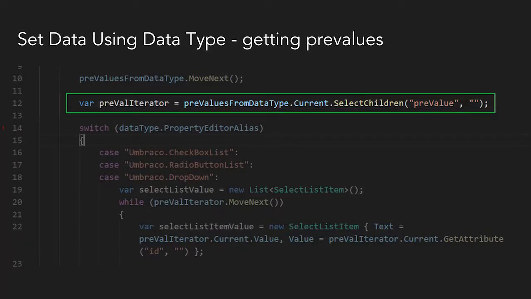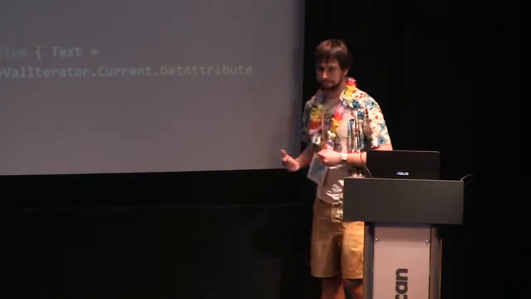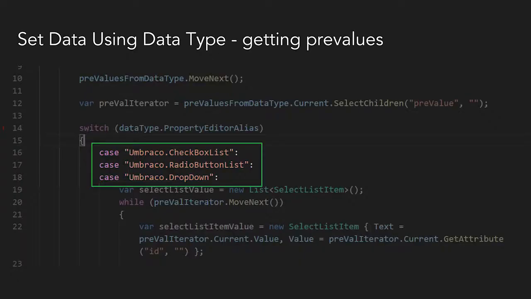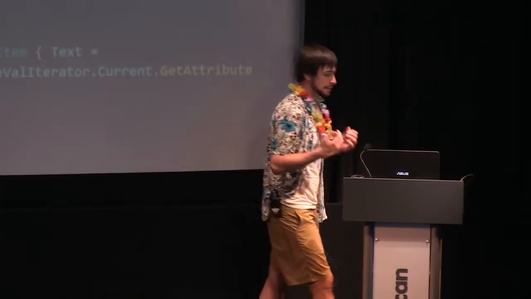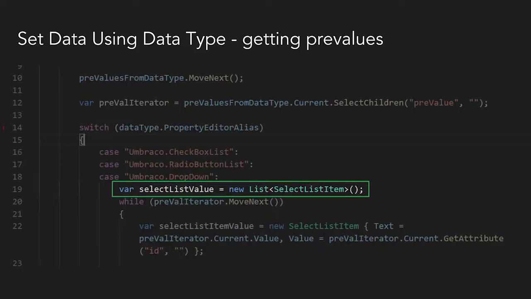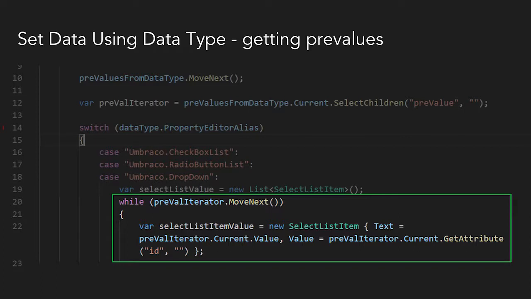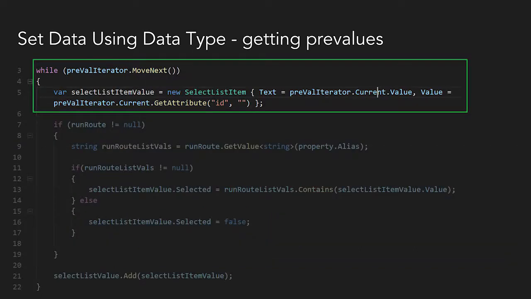We then want to create an iteration of that. Then we're going to check the value that we're looking at. It's the same as one of these: a checkbox list, a drop-down button list, or a drop-down. And if it is, then we create our new select list item list. Once we've got that newed up, we're going to start mapping that data. So we've now got a nice list of the checkboxes we need.